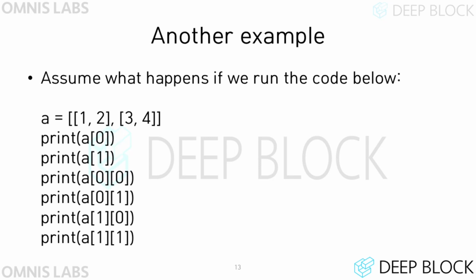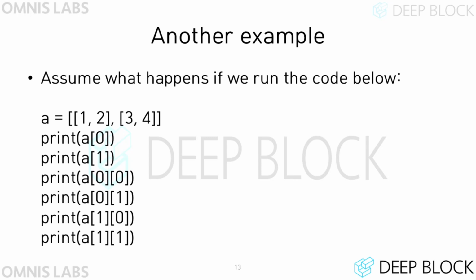Let's look at another example. A list with 2 lists as elements is assigned to a variable A. Now, let's think about what happens if we run the code on the slide. First, there is a list [1, 2] in A[0], and in A[1] there is a list [3, 4].